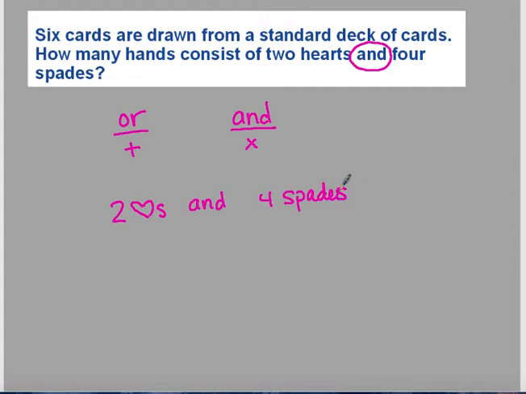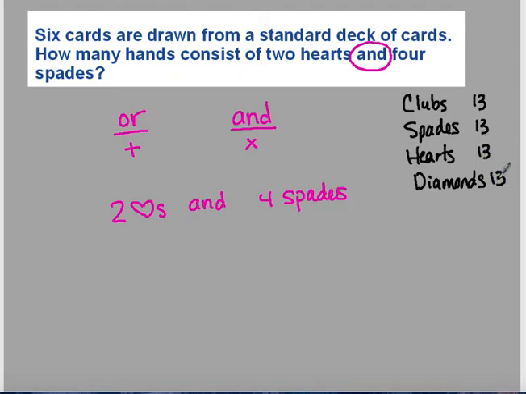All right, so to calculate this, we need to first know how many total hearts and spades are in a deck of cards. A deck of cards consists of clubs, spades, hearts, and diamonds. Altogether, there are 4 suits, and there are 13 cards of each suit. So there are 52 cards in a standard deck. That means I have 2 hearts to choose from out of 13, and 4 spades to choose from out of 13.